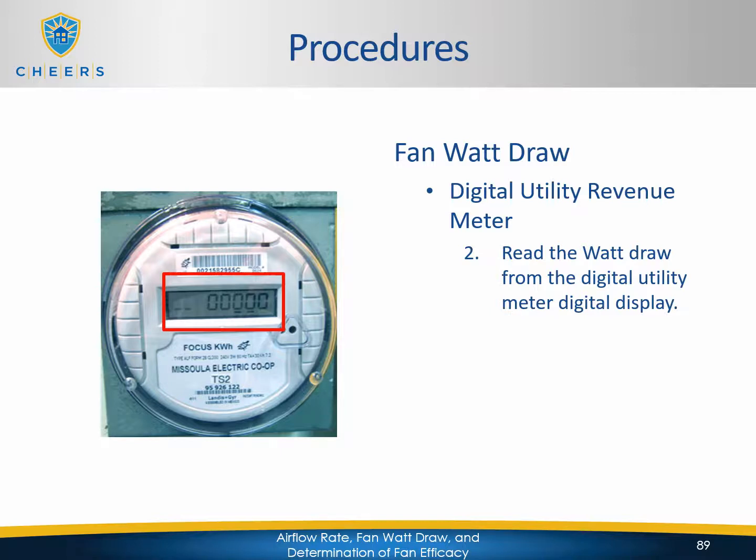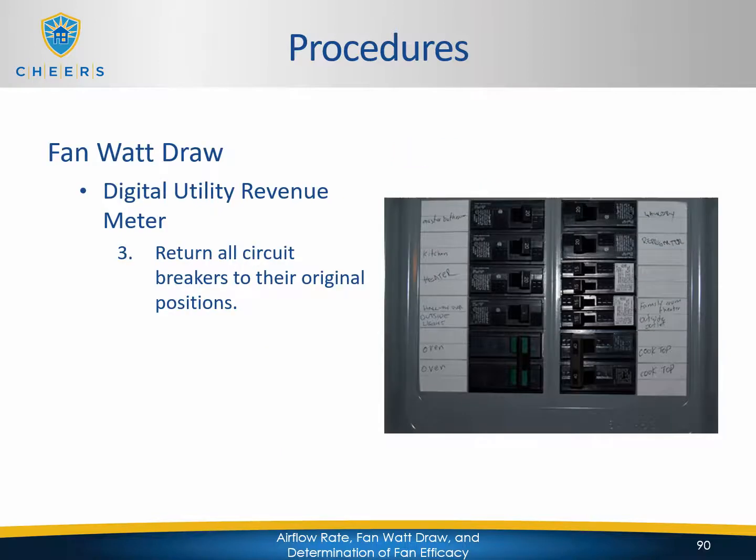Here you see a picture of a digital revenue meter. So all you're going to do in this particular scenario is read the watt draw from the digital utility meter display. It's going to give you the number directly. You then will return all circuit breakers to their original positions.